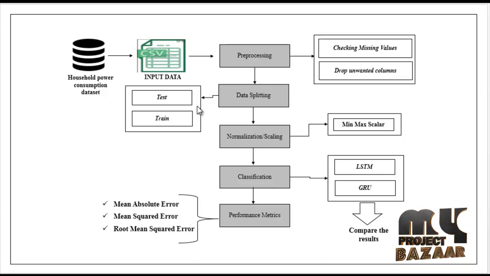Here we split the whole dataset into test and train. Test is used for prediction, train is used for evaluation. After that we implement the normalization module. Here we normalize the whole dataset by using min-max scaler. Then we implement the classification module. Here we implement different deep learning algorithms like LSTM and GRU. Then we estimate performance metrics like error values. Then we compare the results. So this is the flow of our project.